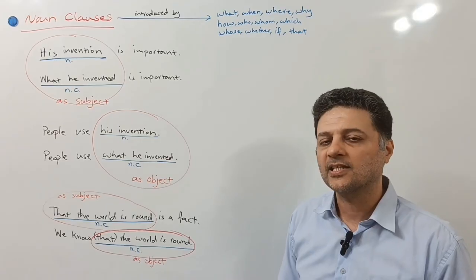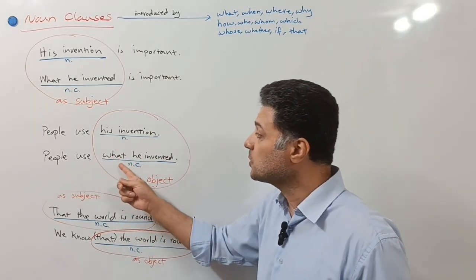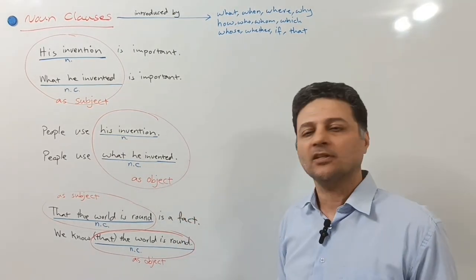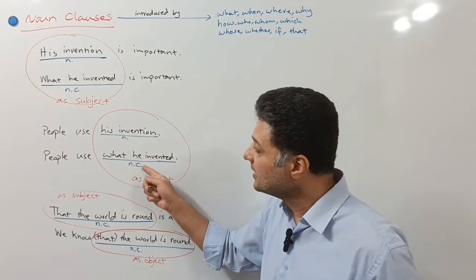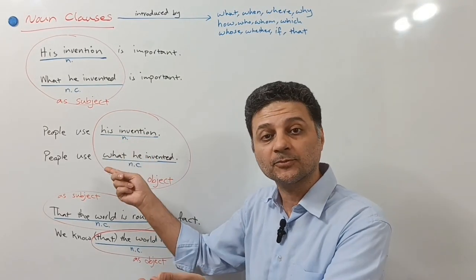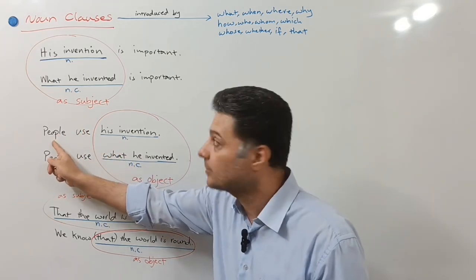People use his invention. This is a simple noun or noun phrase. But people use what he invented even today, right? So what he invented is a noun clause used as an object. This replaced the simple noun used as an object, right? Whatever comes after the verb is an object, and whatever comes before it is a subject, like in this case.